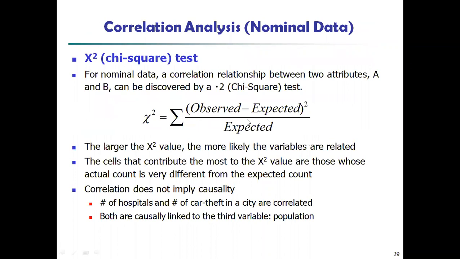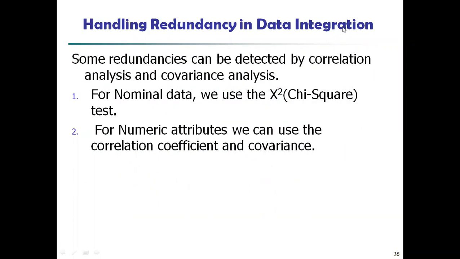Okay. This is the second one. Covariance test is performed only for numeric data. These are the two tests.